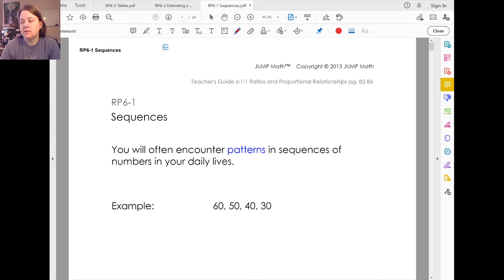This video is going to talk about sequences. Sequences have to do with patterns, and you often encounter patterns in sequences of numbers in your daily lives. For example, 60, 50, 40, 30 is a pattern. It's going down by the same amount every time.